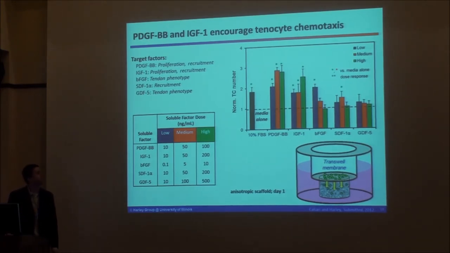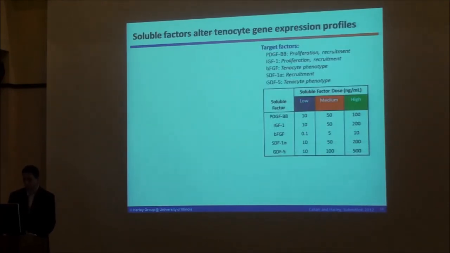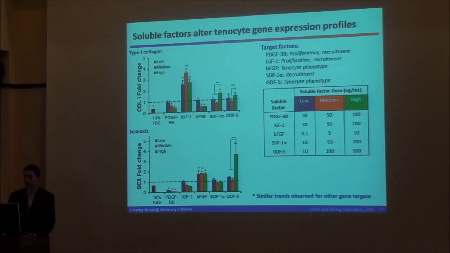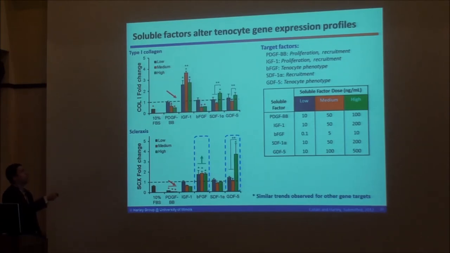But what we also found from those experiments is that while those factors promoted proliferation, we were also seeing a lower collagen production on a per cell basis. When we looked at some of the gene expression results from these studies, that started to make sense. With PDGF, we thought it was producing less collagen on a per cell basis. Sure enough, when we looked at the expression of the type 1 collagen gene, we saw a dose-dependent decrease in the PDGF groups. We saw the same thing with our phenotype marker scleraxis. So while we're getting more cells, they were producing less collagen on a per cell basis, and they were also acting less like healthy tendon cells.